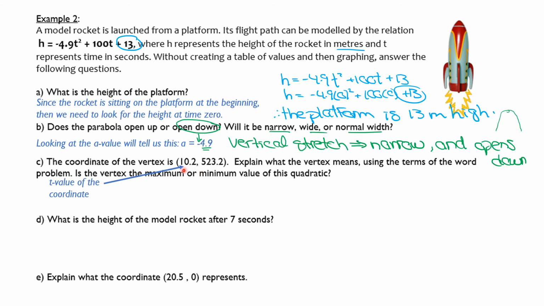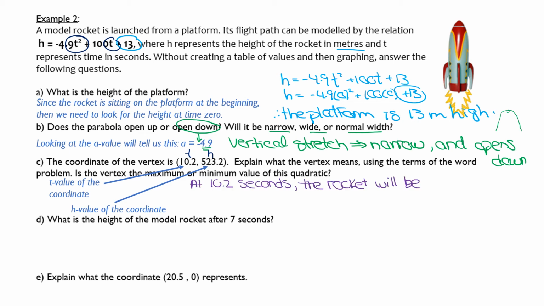This number right here is the t value of the coordinate. Remember, normally we use x and y, but I have to look up at my equation and I see that in the place of where normally we would have an x, we have a t. So the first number is t and the second number is h. The first number is the t value of the coordinate. The second number is the h value of the coordinate. So what does the vertex mean? If we have a t of 10.2 and an h of 532.2, what does that mean?